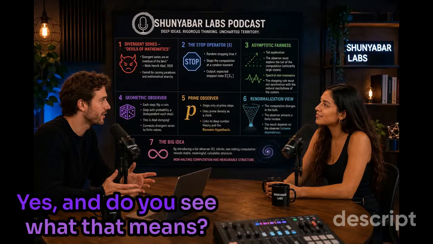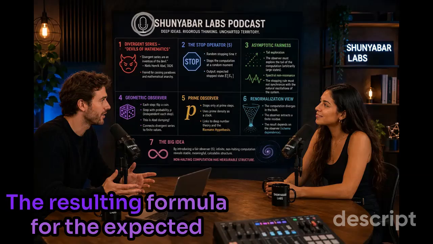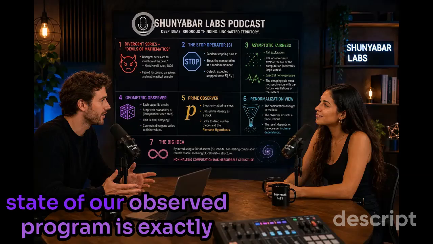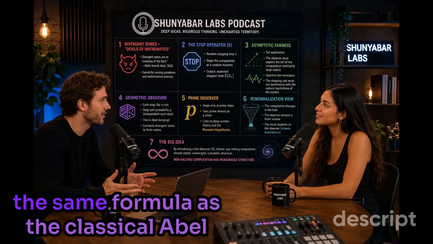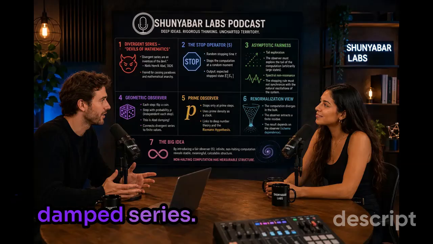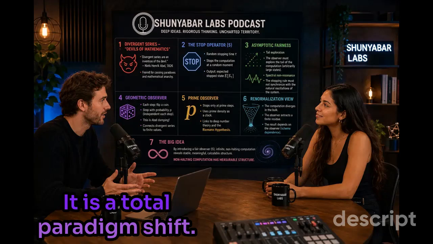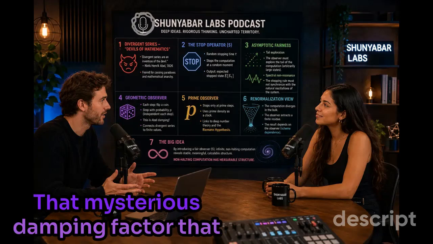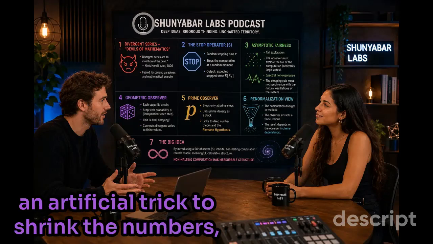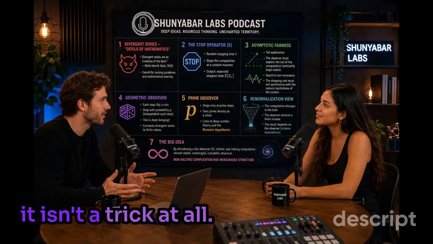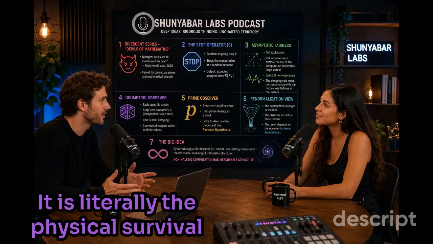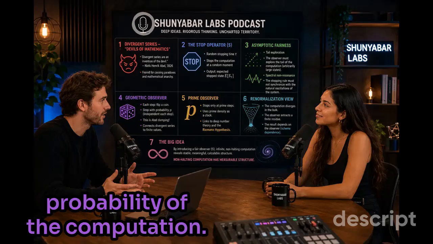Yes. And do you see what that means? The resulting formula for the expected state of our observed program is exactly the same formula as the classical Abel damped series. The damping factor x is revealed to be 1 minus p. It is a total paradigm shift. That mysterious damping factor that mathematicians thought was just an artificial trick to shrink the numbers. It isn't a trick at all. It's a literal probability. It is literally the physical survival probability of the computation.